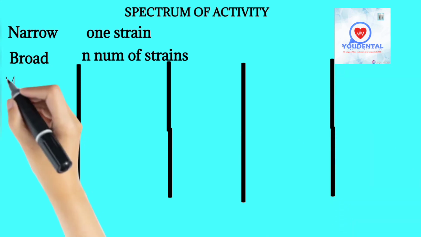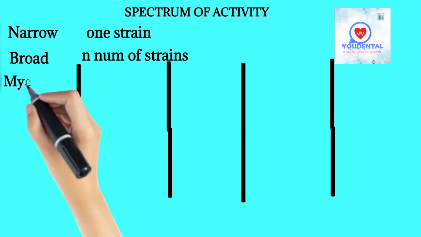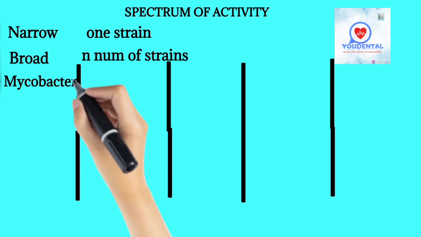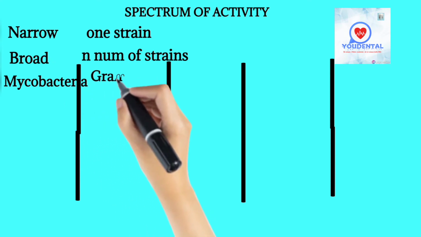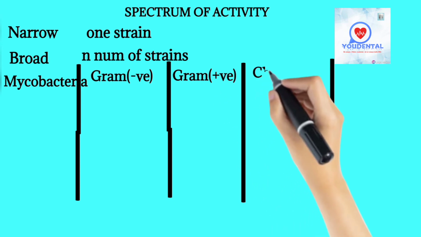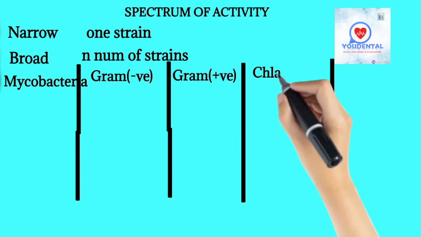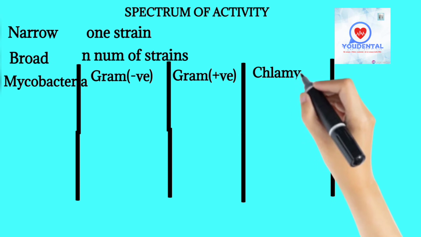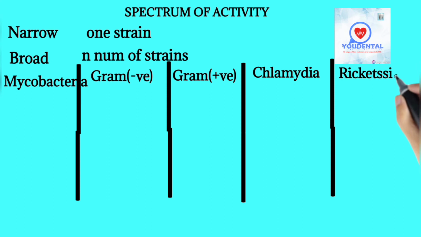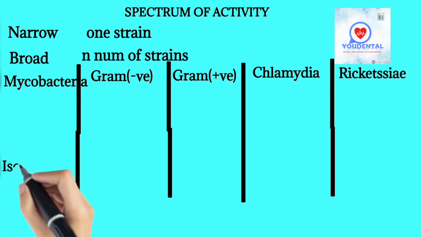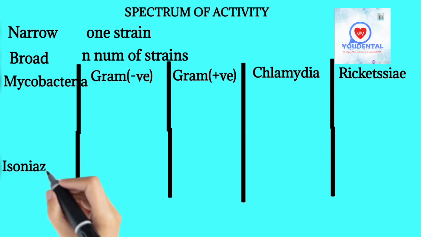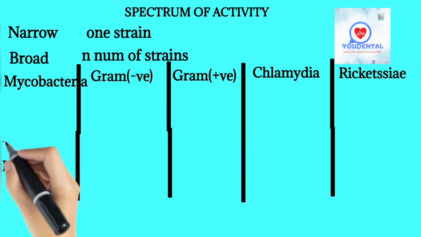First I am going to write mycobacteria. Then comes gram negative, then gram positive, then chlamydia species, then rickettsias. So for mycobacteria, the group of isoniazid drugs can be given. Isoniazid is narrow spectrum.